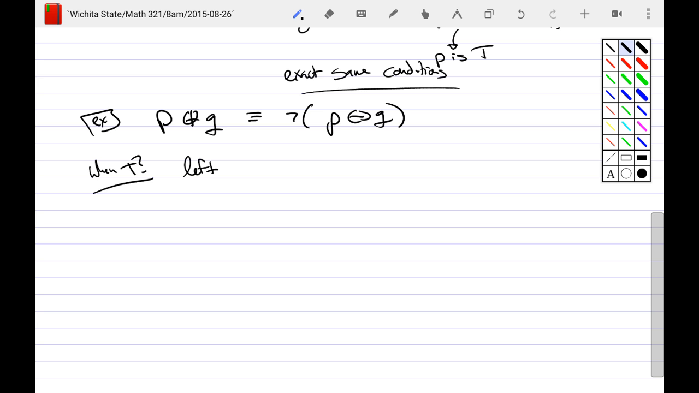Okay, for the left. When is the left side true? Two times, right? When's the left-hand side true? P is true and Q is false. P is true, Q is false. And P is false, Q is true, right? Those are the only two conditions. All right, what about the right?